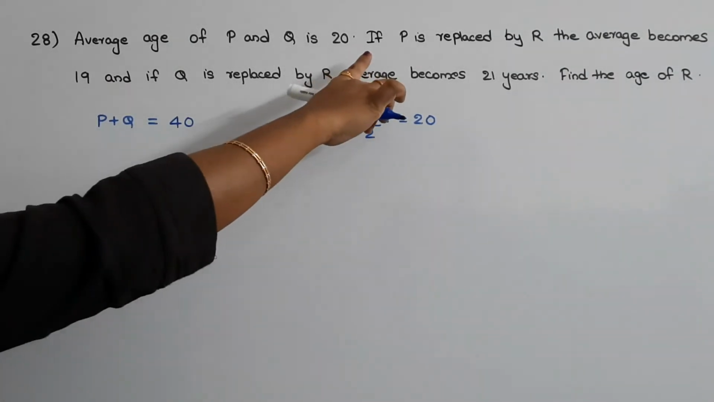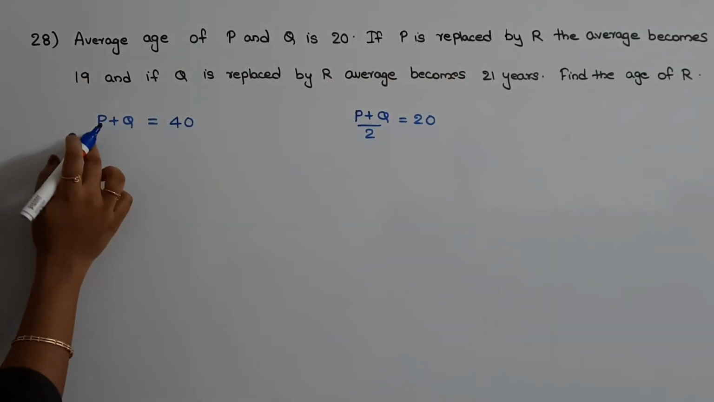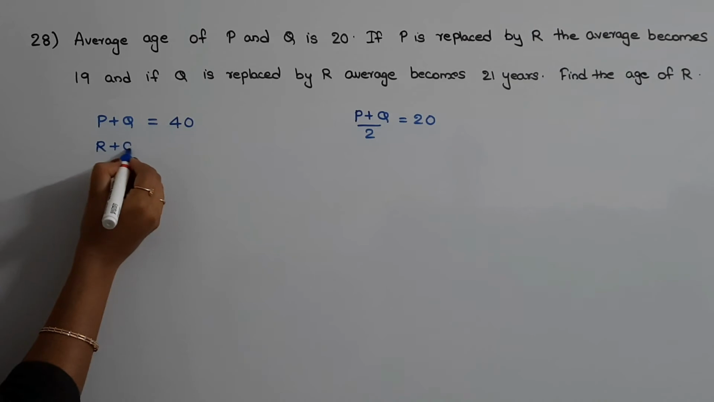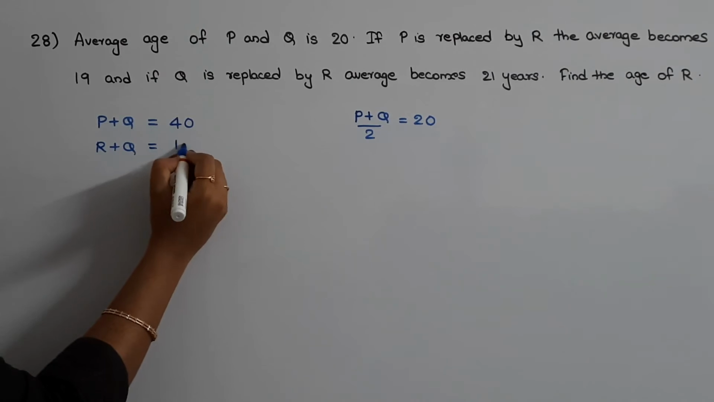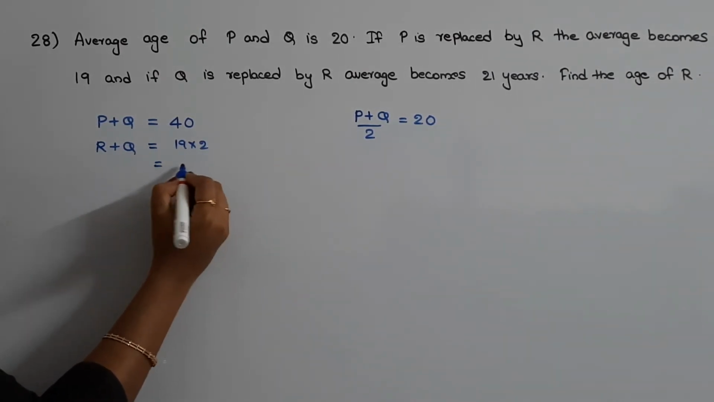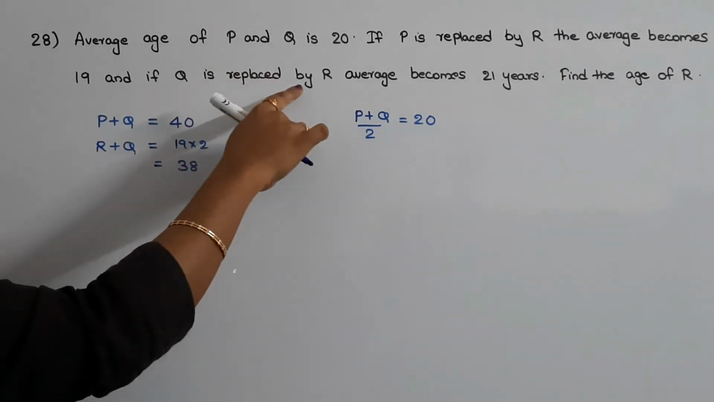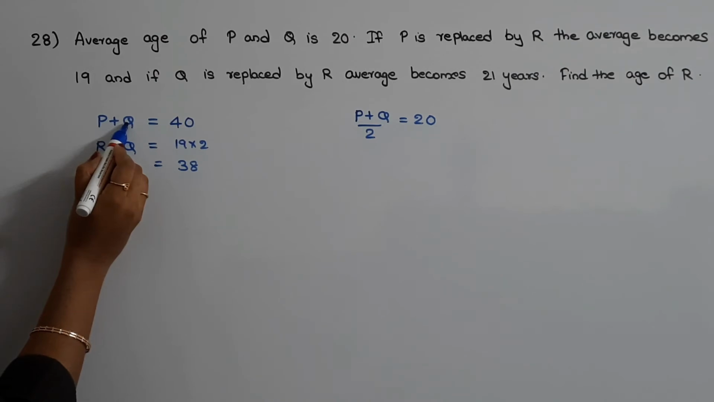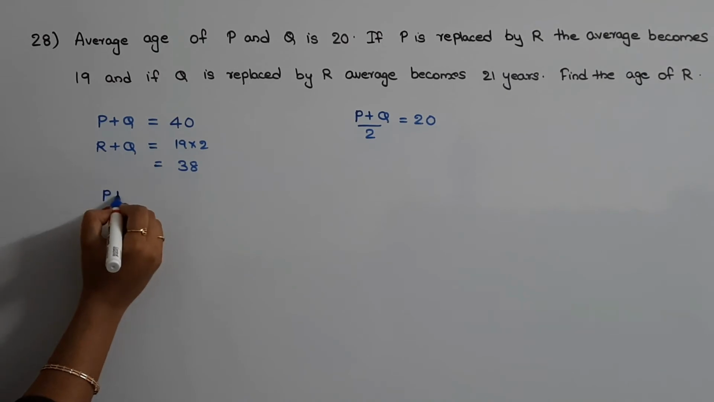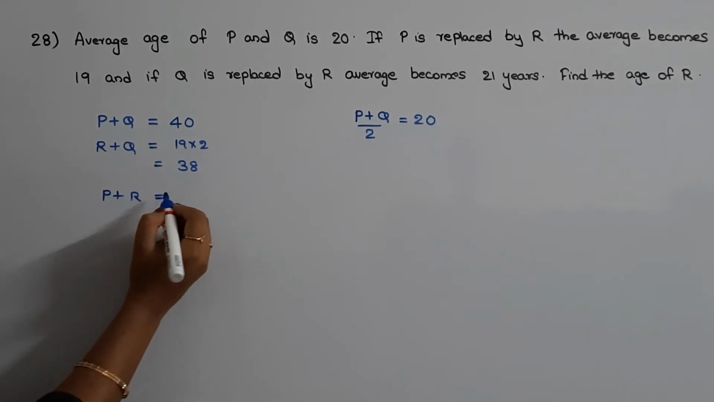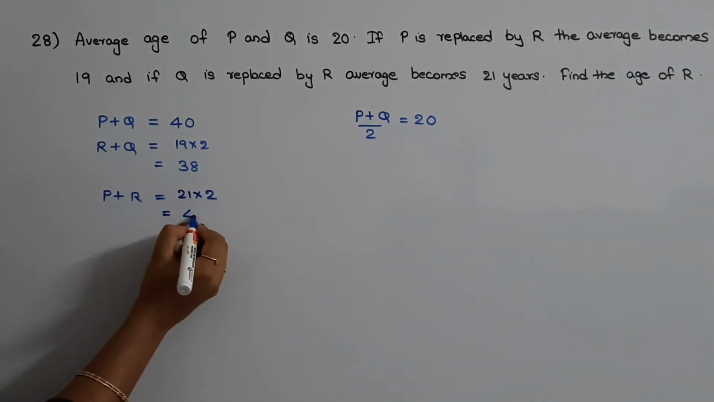Then they are telling that if P is replaced by R, average becomes 19. Then if average is 19, the sum will be 19 into 2, that is equal to 38. Then they are telling that if Q is replaced by R, average becomes 21 years. So P plus R is equal to, if average is 21, sum will be 21 into 2, that is equal to 42.